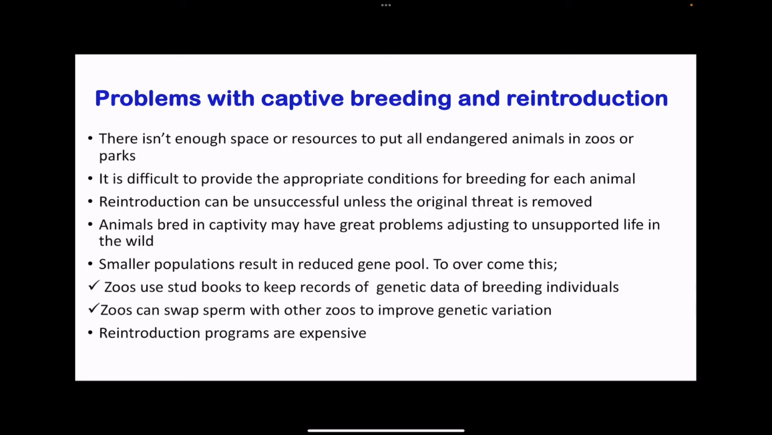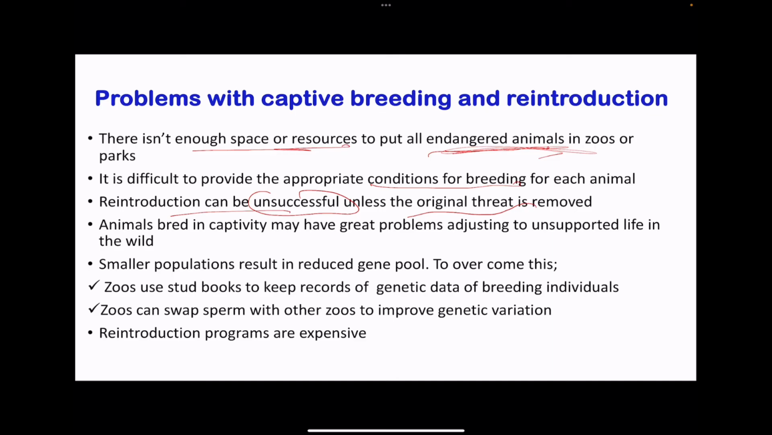The problems with captive breeding and reintroduction, of course, there isn't enough space and resources to put all the endangered animals in zoos and parks. It's going to be expensive, and again, it's going to be harder to maintain the conditions perfect for each of the animals. Also, when reintroducing the animals, sometimes it's unsuccessful because the original threat may not be completely removed, so the reintroduced animals could again be threatened because the threat was not completely removed.